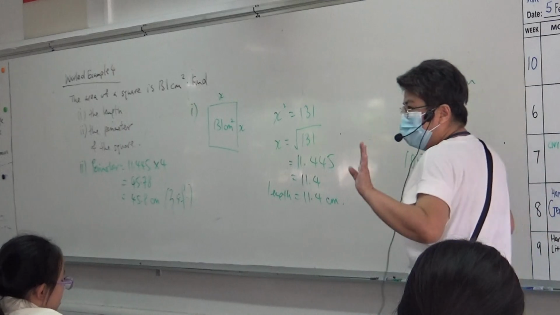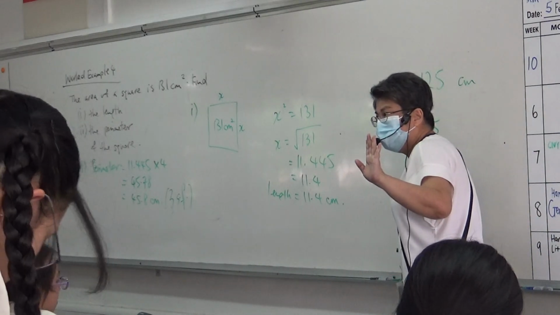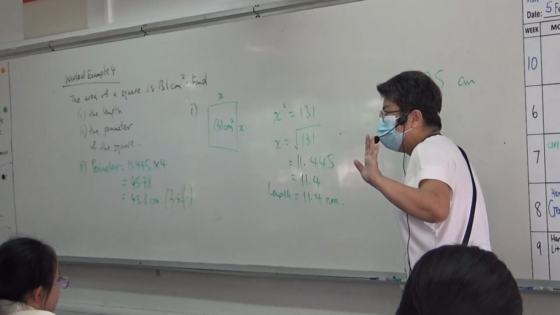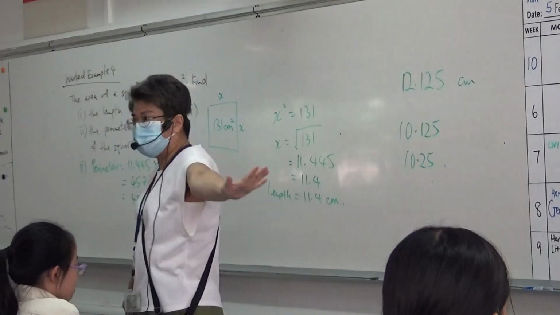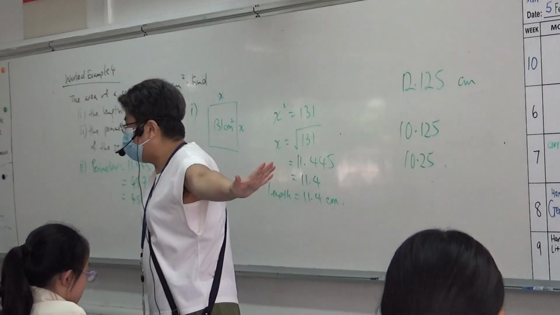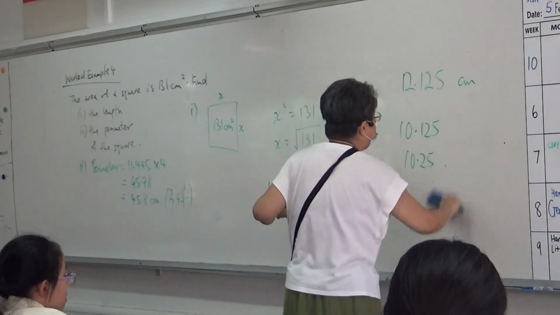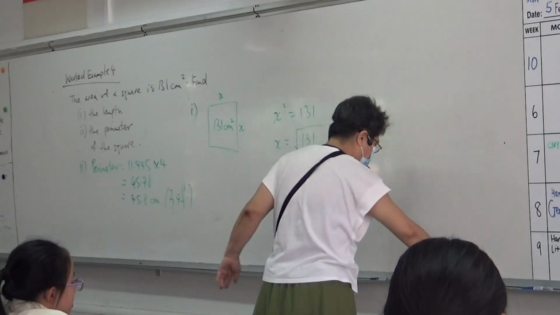Okay, so are you clear? Yes or no? It's not that everything is given to 3 significant figures. If it's exact, you must leave it as exact. Everybody clear? Okay, then can you write down one last statement?